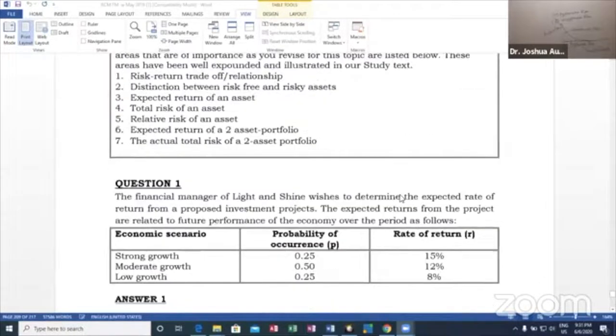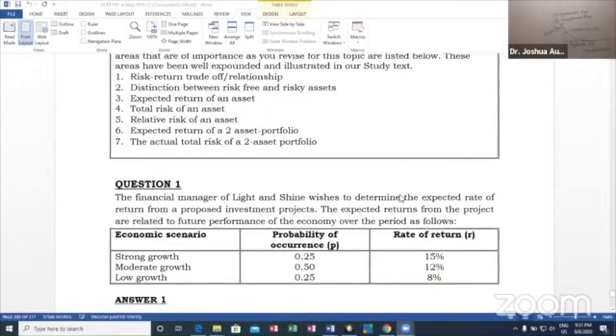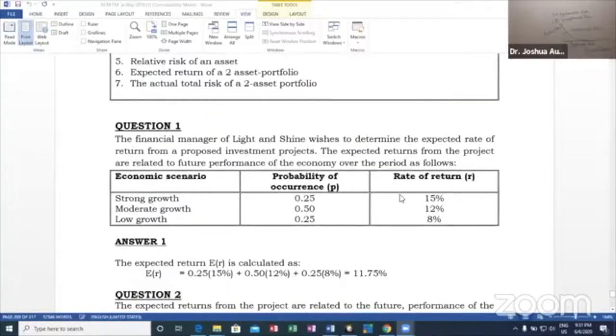The first question, what are we told there? Question number one, quite popular in your past papers. The financial manager of Light and Shine wishes to determine the expected rate of return from a proposed investment project. The expected returns from the project are related to future performance of the economy over the years as follows. You can see the economic scenario: the economy could either be strong, moderate, or low growth. Then they have given us the probabilities of occurrence, and the rates of return. So number one, we determine the expected return.